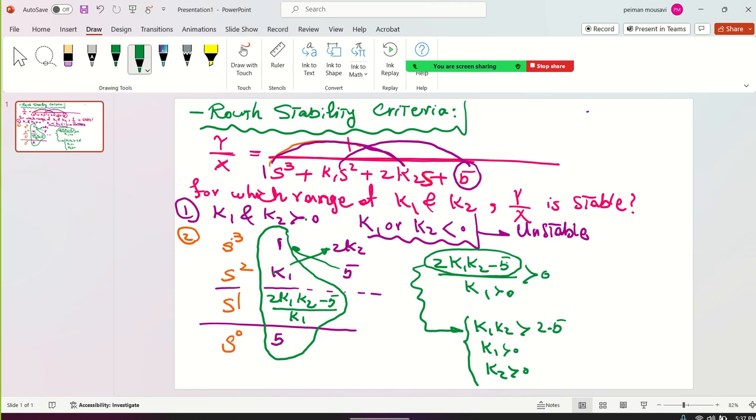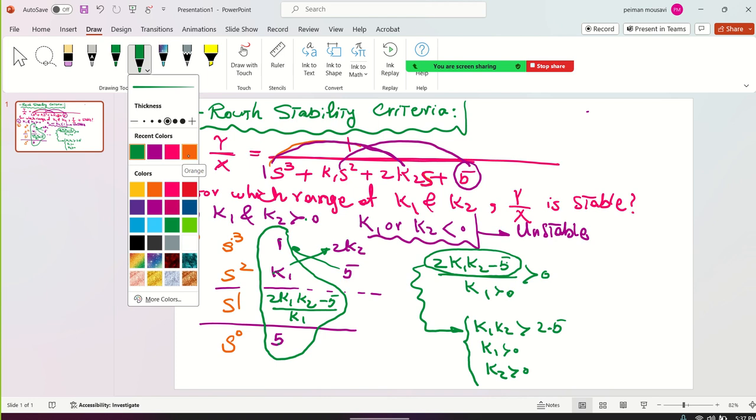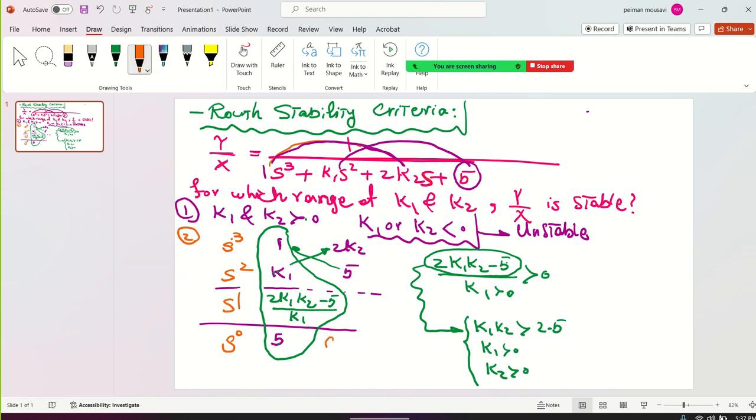Okay, so suppose that I'm going to select two sets of numbers. I'm going to say k1 is 1, k2 is 2. So let's check. K1 times K2 is going to be 2. 2 is not greater than 2.5, so your system must be unstable here. That means you have a right-hand side pole.